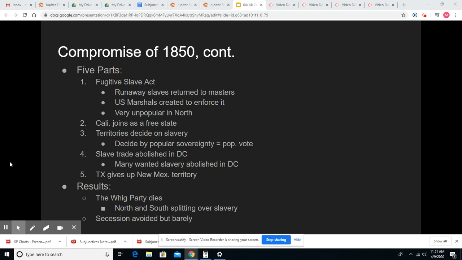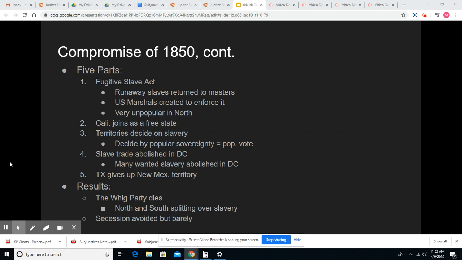Part 2, California joins as a free state. So it does allow the rather populous state of California to join. And this tips the balance between slave and free states, but there are more things to come. So all of the territories now will decide by popular sovereignty. This is specifically referencing New Mexico and Utah. So popular sovereignty means that they'll decide by a popular vote.